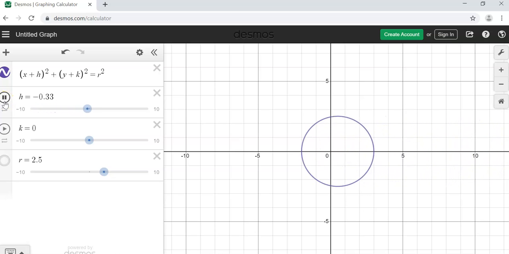So we can see that just like in previous examples where we've done horizontal and vertical transformations, the horizontal is the opposite way to what we think. So when we have positive values for h, that's going to move the circle to the left. And when we have negative values for h, that's going to move the circle towards the right. Okay, so let's have a look then at the vertical translation.